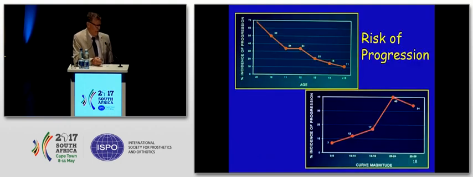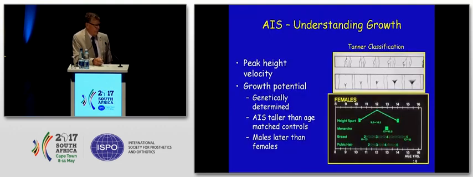This is shown here graphically with, on the abscissa, the severity of the curve. The risk of progression diminishes as age progresses, and on the lower graph it shows that the risk of progression increases with the severity of presentation of the curve. Growth can be predicted by looking at various parameters, and in a textbook there's a whole chapter on a list of many different growing potential parameters.